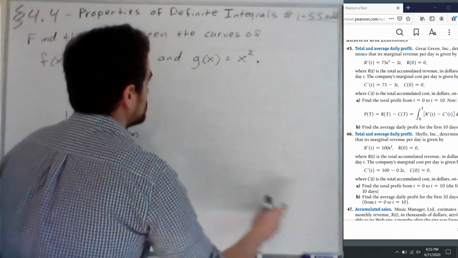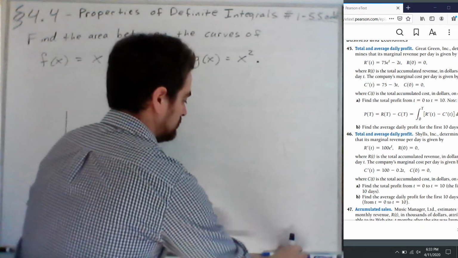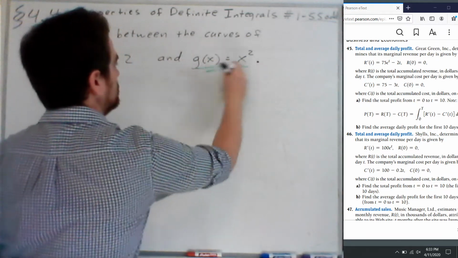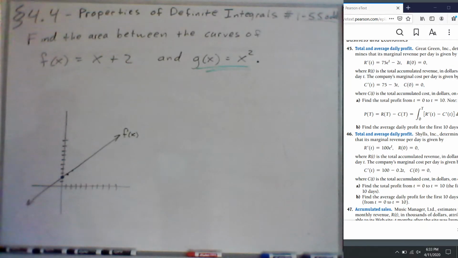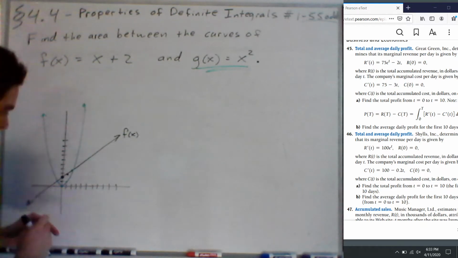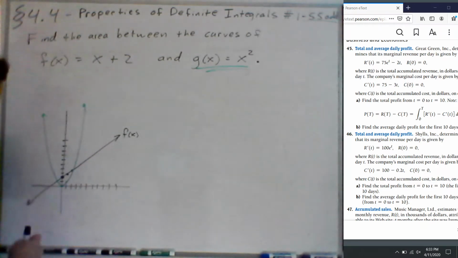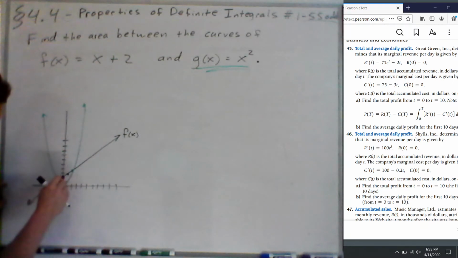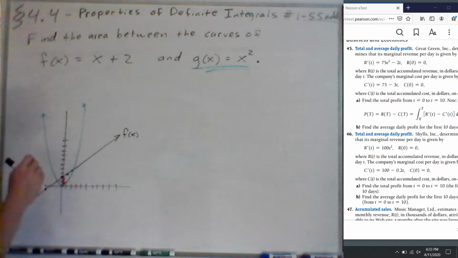And for g of x, use green. We're graphing that y equals x squared is that parabola. So there it is at the origin. 0 squared is 0, 1 squared is 1, 2 squared is 4, etc., etc. Again, it doesn't have to be the most perfect graph. I just want to show you which one is the upper function and which one is the lower function.